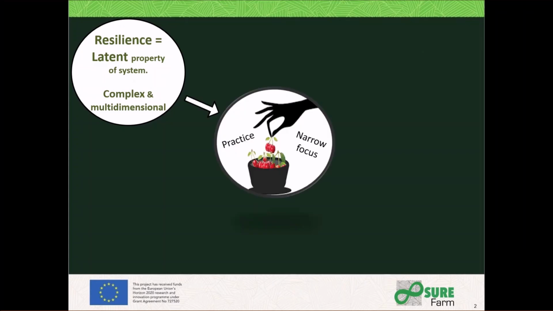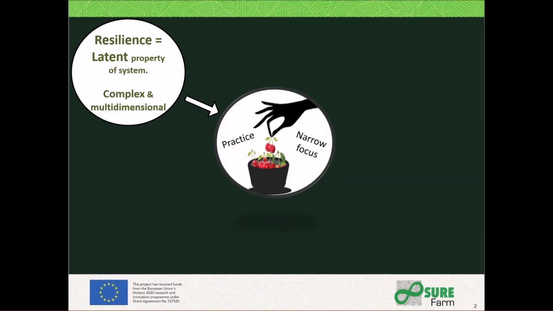Well, resilience is not a simple concept. It's latent and it's quite complex. And sorry to say that, but it is like that. It's not a simple, easily measurable and easily monitored concept. So keep that in mind while listening and thinking about this resilience question.